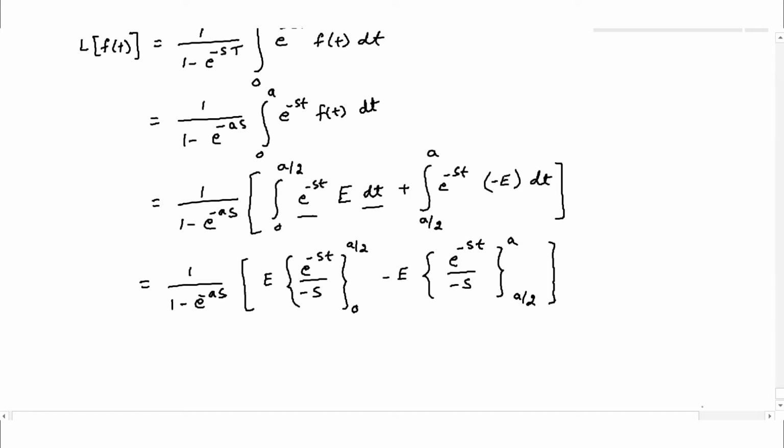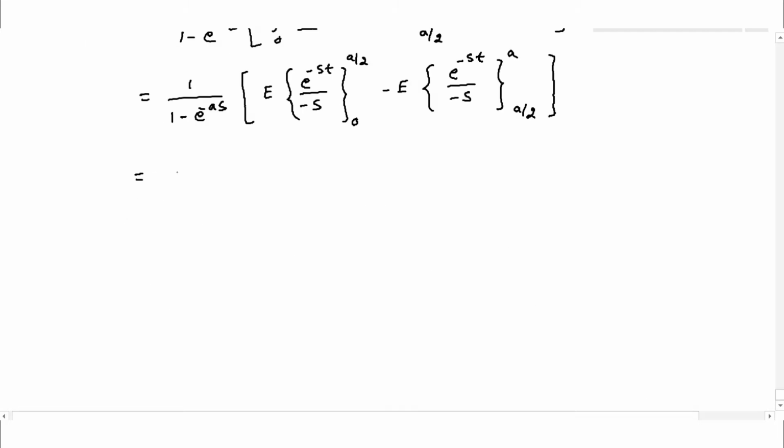So let's further simplify this by applying the limits. This will be equal to 1 by 1 minus e power of minus as. Minus E by s, you can take common outside. Upper limit value will be a by 2, so e power of minus s times a by 2 for the upper limit, minus e power of the lower limit, where t will be 0, so we'll just be getting e power of 0.